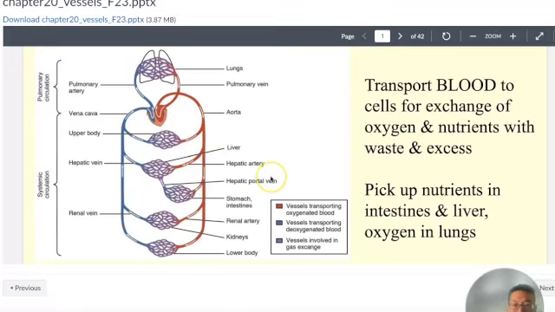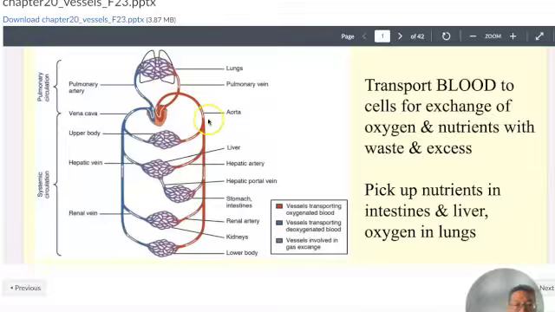So here's a simple diagram of what happens, where does it go. So the red one, let's start here. The blue one goes to the lung and picks up fresh blood and then goes into the left side of the heart and gets pumped out through the aorta and the carotid and all that up to the brain, and it gets exchanged and comes back down to the superior vena cava.